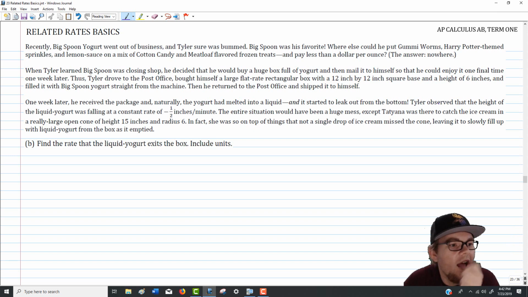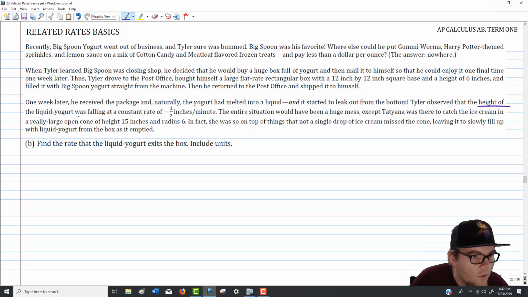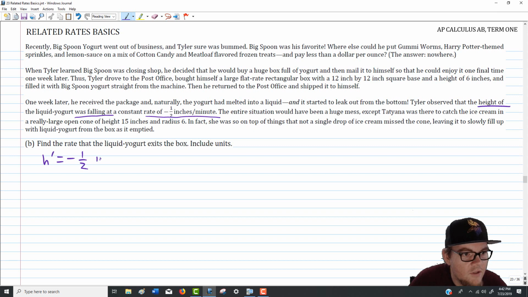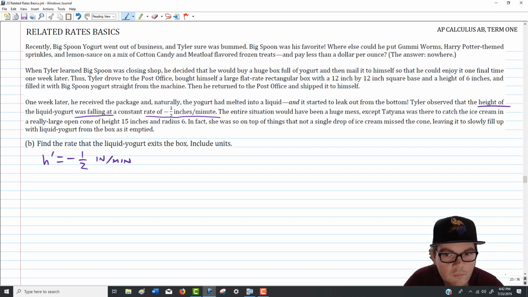So Tyler observed that the height of liquid yogurt was falling at a constant rate of negative 1/2 inches per minute. So the height was falling at rate negative 1/2 inches per minute. I'm going to go ahead and put that in there. h prime equals negative 1/2 inches per minute. So I'm kind of going back to that inventory style here.